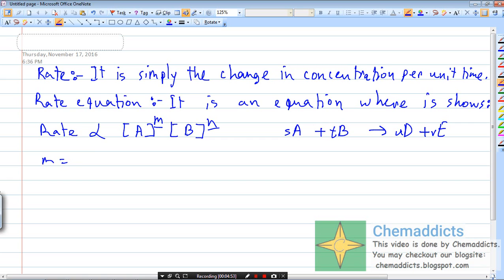m is equal to the order of A, and n is equal to the order of B. All right. So m is the order of A and n is the order of B.